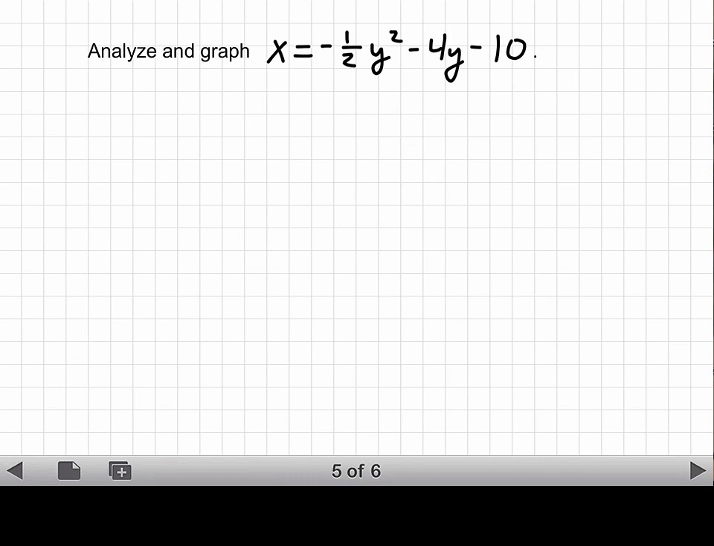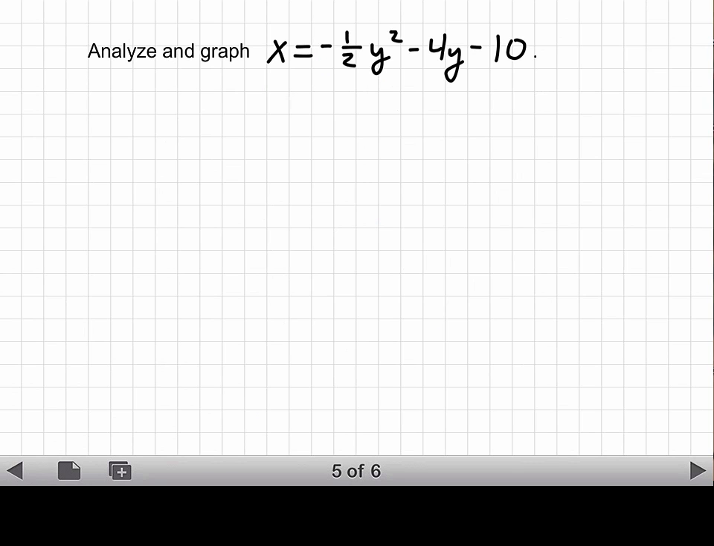Next, we're going to analyze and graph x equals negative 1/2 y squared minus 4y minus 10. Notice that in this case the y is squared. That means it's going to open left or right. And since the a is negative, it's going to open in the negative direction. So in this case, that means to the left.